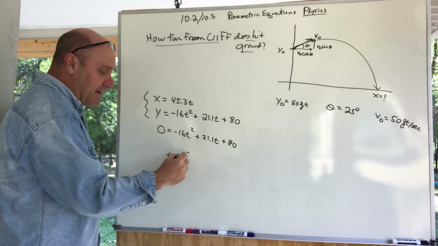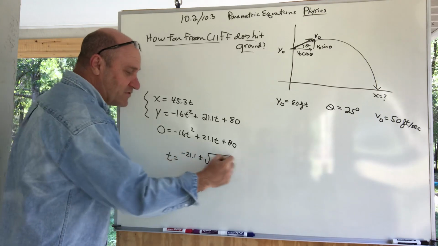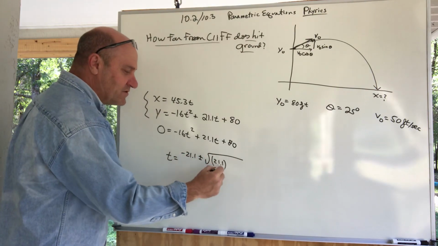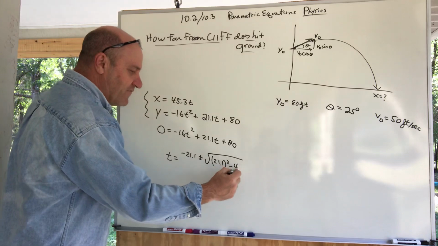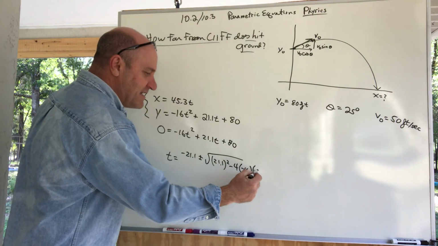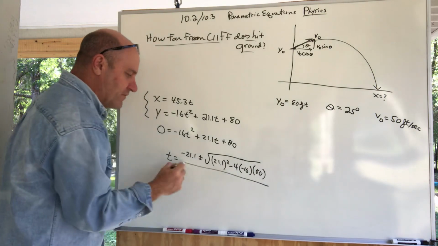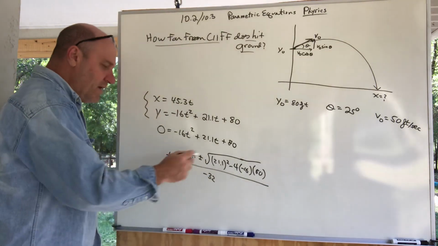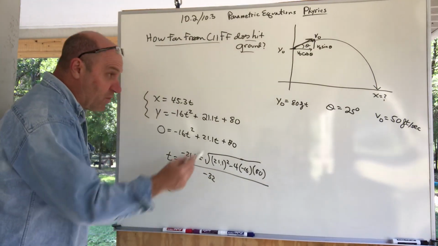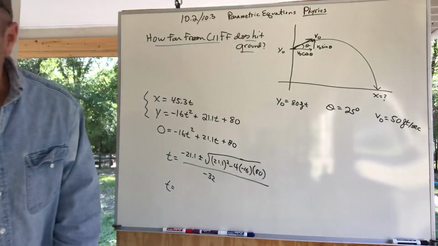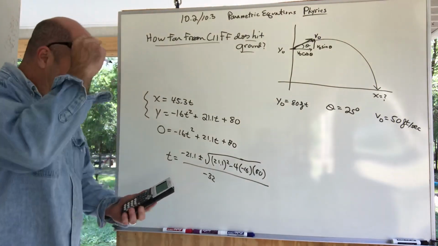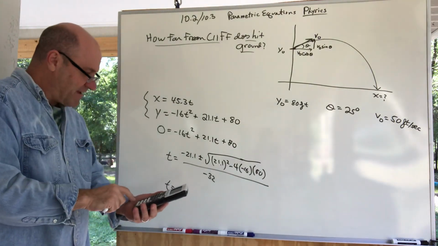I'm not scared. Negative b plus or minus the square root of 21.1 squared minus 4 times a times c, all over 2a. We get a couple of answers here, but only one of them is valid, the positive answer. All right, hang on. Let me do this. You can try to check me.